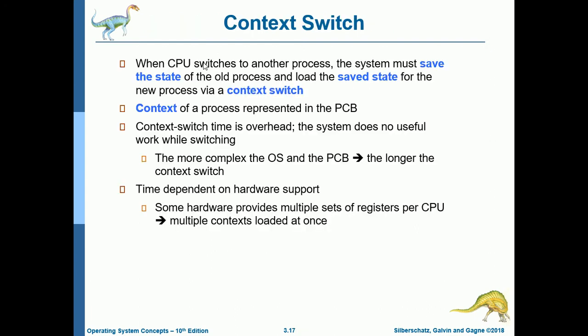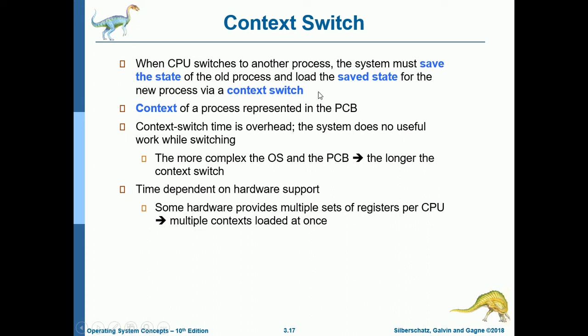Okay, so when the CPU switches to another process, the system must save the state of the old process and load the saved state for the new process via a context switch, as already illustrated and as I've shared with my example. So if you return to another program, you can continue with what you've started there. So that's the meaning of saving the state of the old process and loading the saved state for the new process via the context switch.